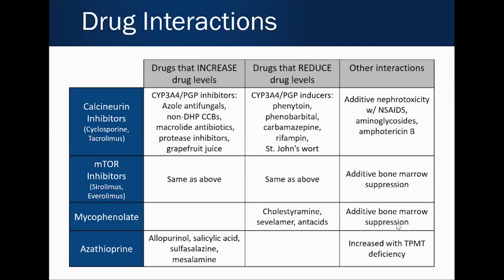With the mTOR inhibitors, again, metabolized by 3A4, so the same things that could increase or decrease levels. And then other interactions would be those things that have additive bone marrow suppression. Same with mycophenolate. There is some thought that antacids can reduce drug levels of mycophenolate. I don't know that I completely buy it, but cholestyramine, not something many patients are on anymore, will bind up mycophenolate.